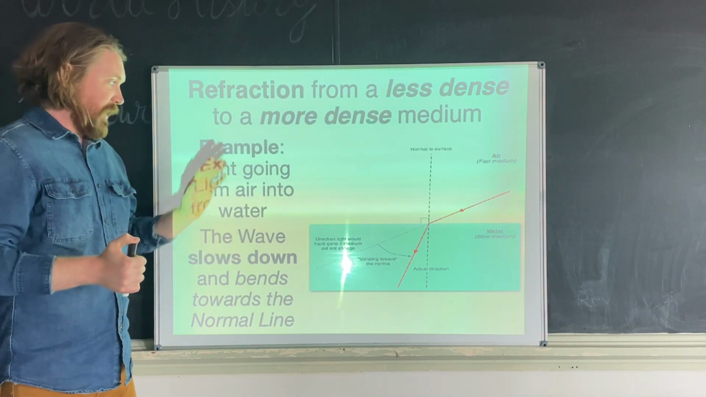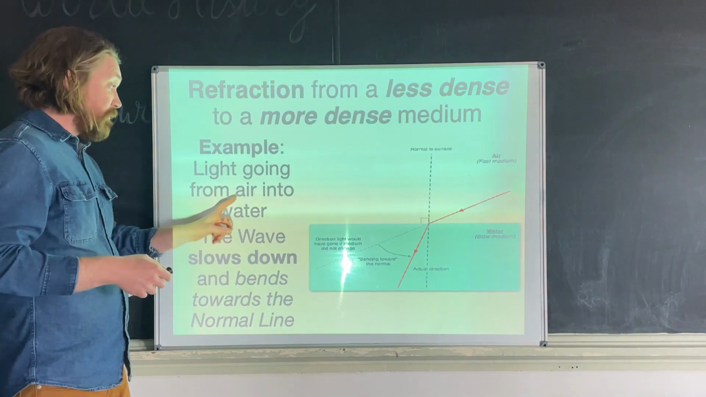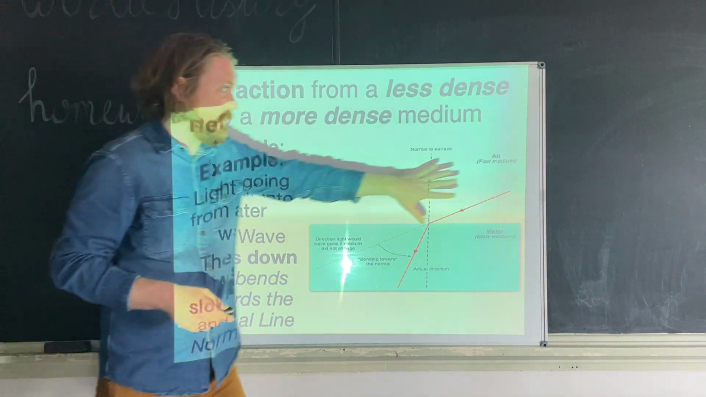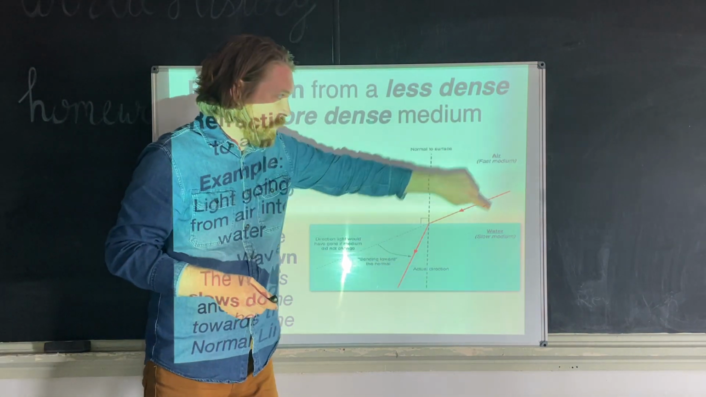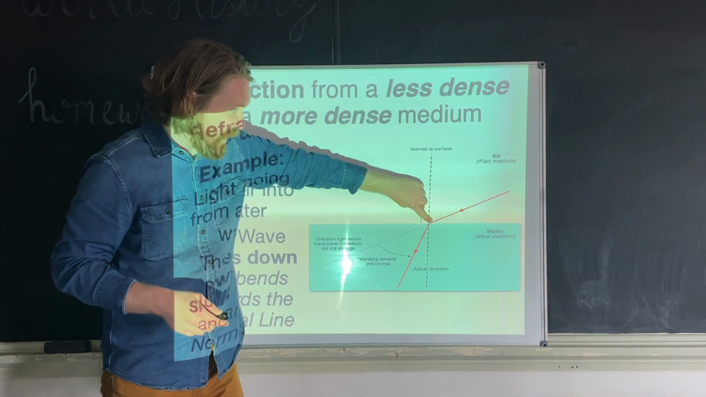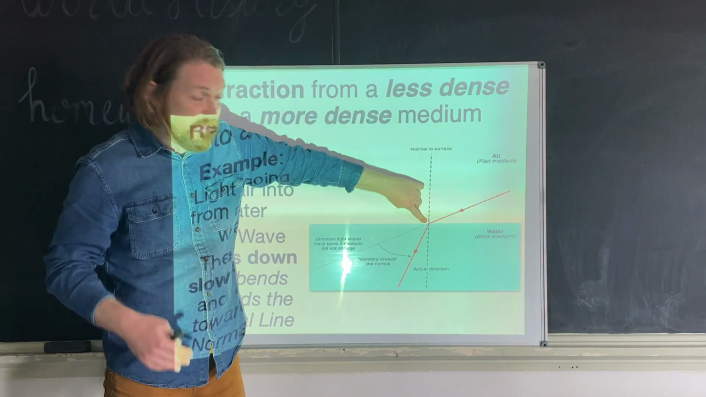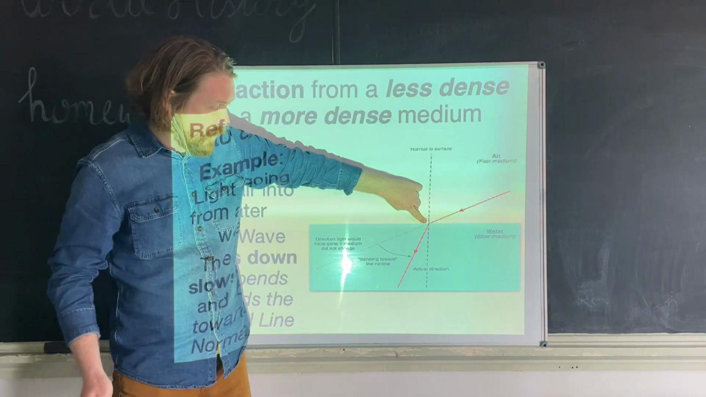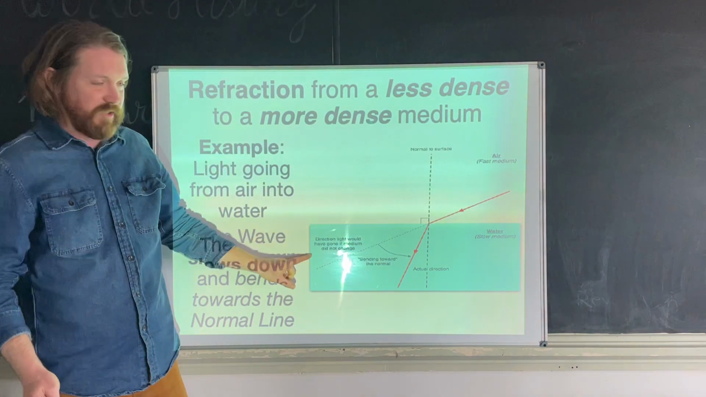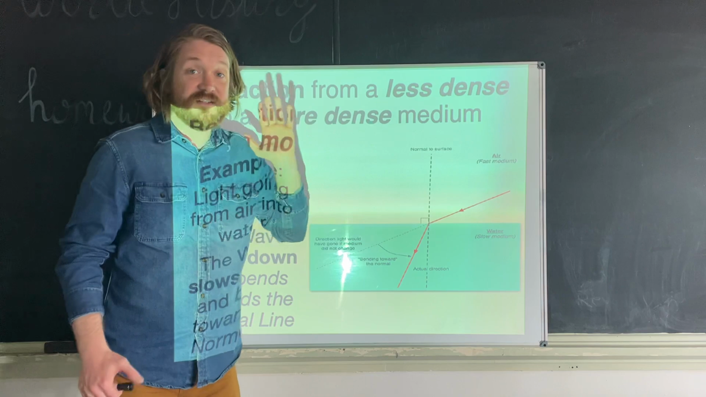So the example here is light going from the air into the water. Here we have the air, here we have the water. The light wave is going from the air into the water. Now, the way this light wave would have gone is along this dotted line. That's what it says right here. But it doesn't do that.